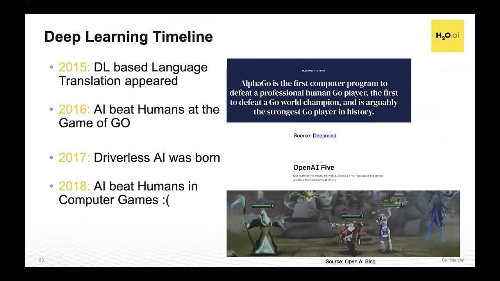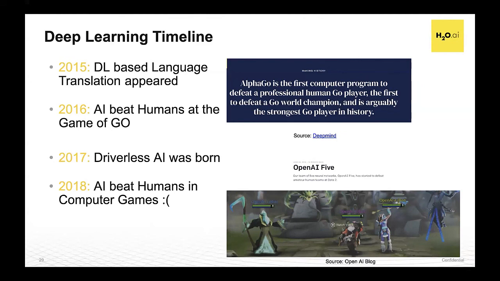Go is arguably one of the most respected and most difficult games that humans have created. In 2016, AlphaGo became the first computer program to defeat one of the best Go players, who was arguably one of the strongest Go players in history. In 2017, driverless AI was born.